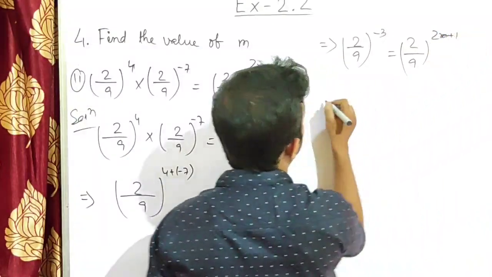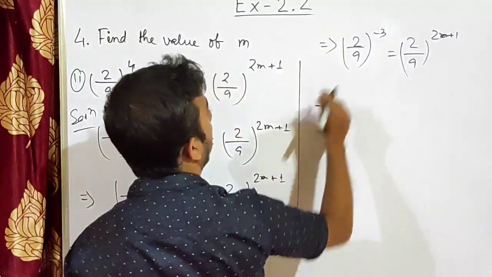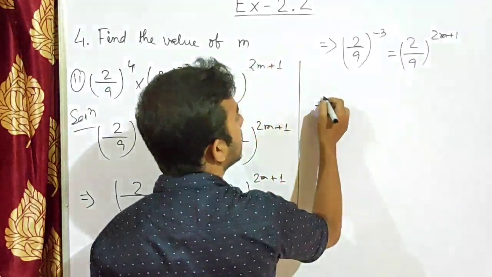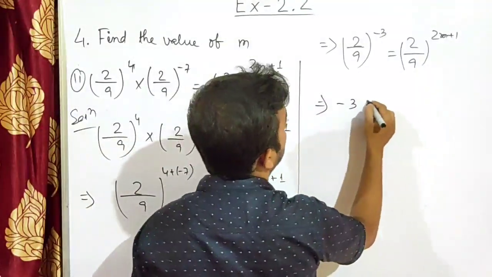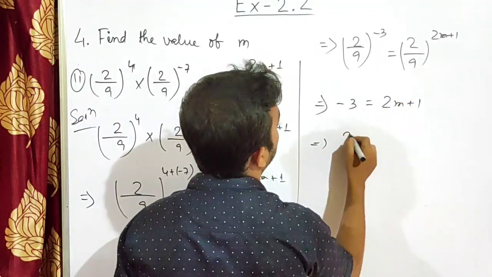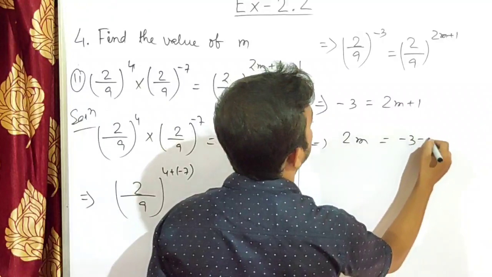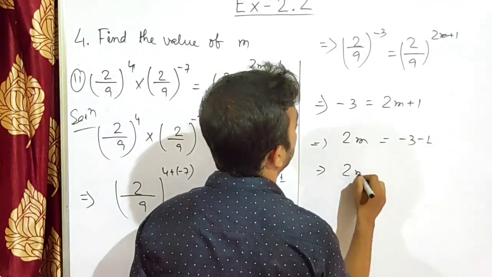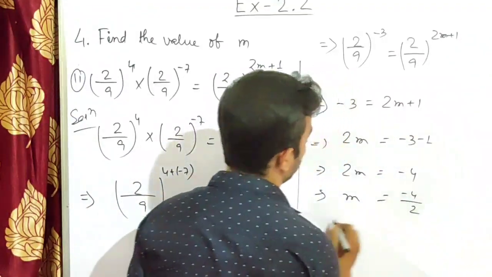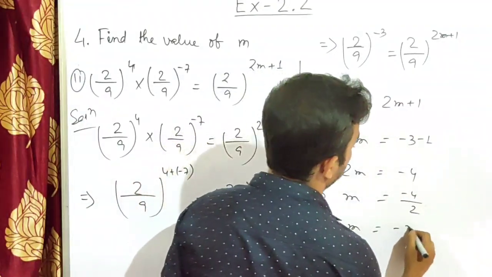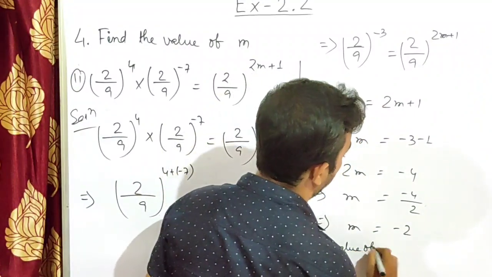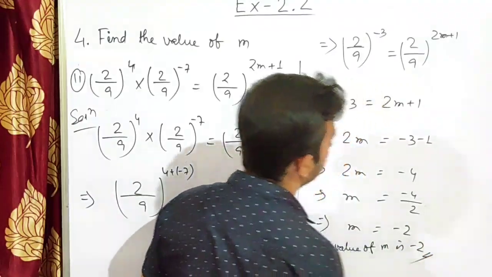Now both of them have the same base, and in the middle we have an equal sign. That means the powers are also the same, isn't it? So we write minus 3 equals 2m plus 1. Now if we change the side of plus 1, it will be 2m equals minus 3 minus 1. Now 2m equals minus 4, m equals minus 4 by 2, m equals minus 2. Therefore the value of m is minus 2.